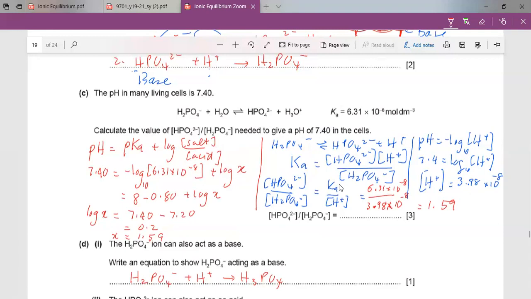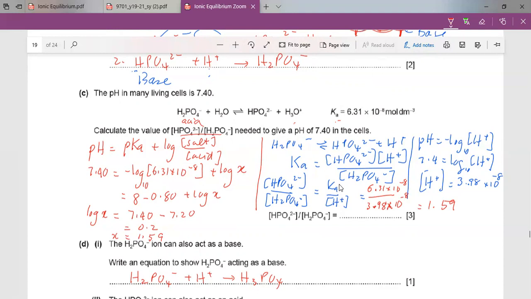There's a range, the window, which means it cannot go over that. You go there, all your proteins will be denatured. All right, so here is this equation. This is acting as an acid, a proton donor, so it's a Ka here. Calculate the value of the ratio of this thing that must be to give a pH of 7.4. Very simple, isn't it? The ratio of the concentrations.